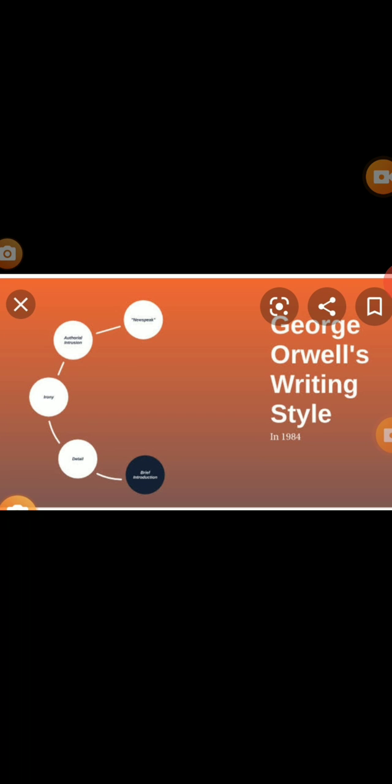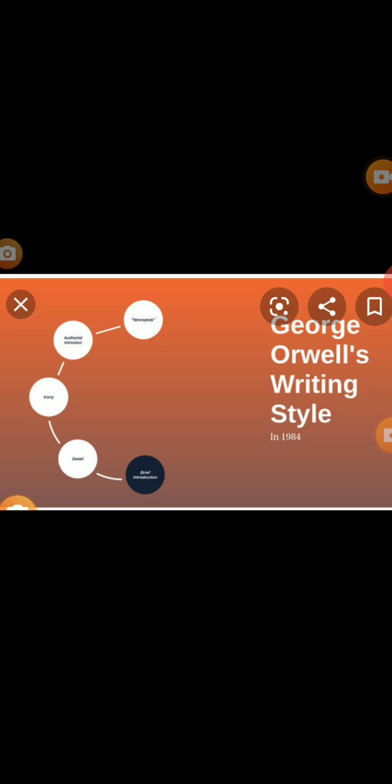The second rule is never use a long word where a short one will do. Orwell valued simplicity in literature. If you could convey your message to the reader in a straightforward manner, that was a great start. The third rule is, if it is possible to cut a word out, always cut it out. Again, Orwell values simplicity and straight to the point writing.